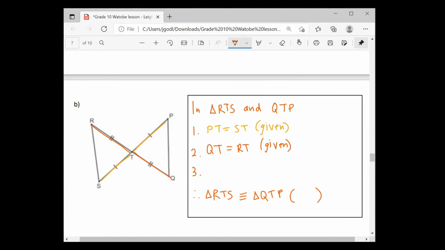Okay, ma'am. Now I need one more. And then I said RTS is equal to PTQ. Yes. And then the reason is vertical opposite angles. Woohoo! You should do a big dance right now. That is 100% correct.